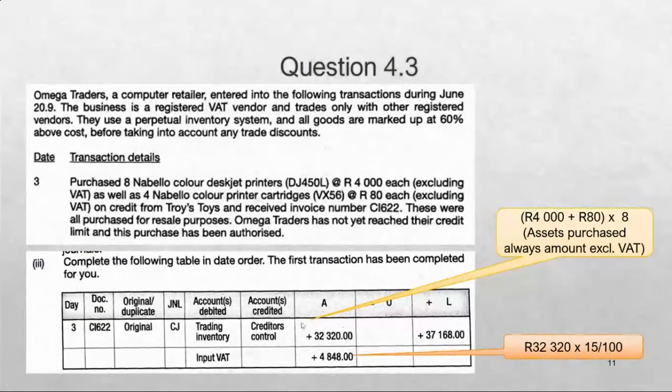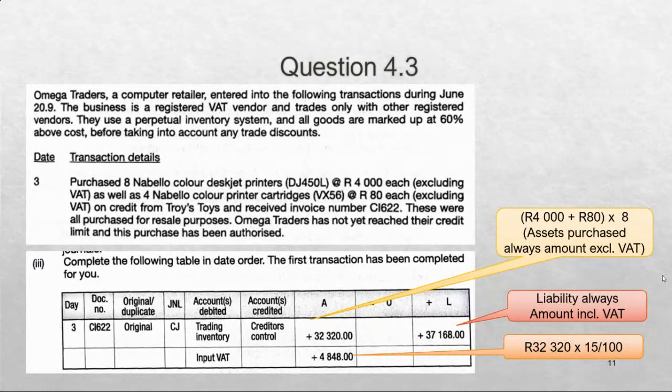Because remember, this amount does not have VAT in it, so it represents the 100%, which is at the bottom. What I want is the VAT, which is 15, so that is at the top, what I want. Then you work out the input VAT amount, and then the liability would be just the sum of the two. So your liabilities will always be the VAT inclusive amount. So what do we have to pay our supplier?